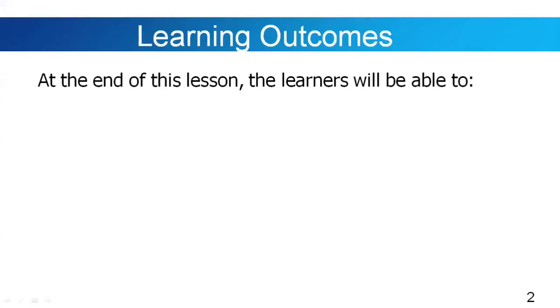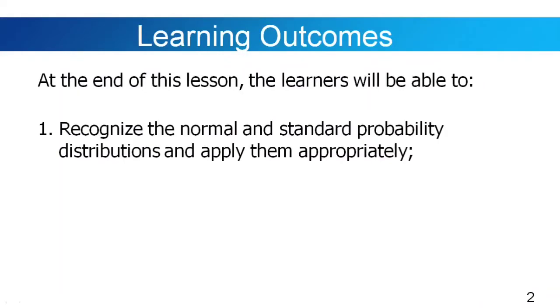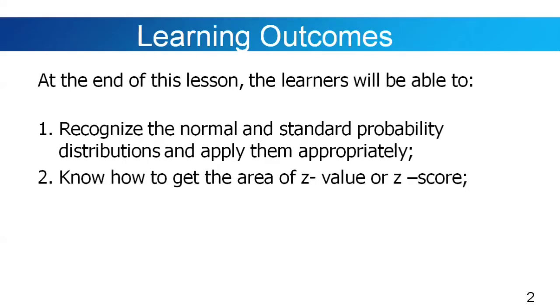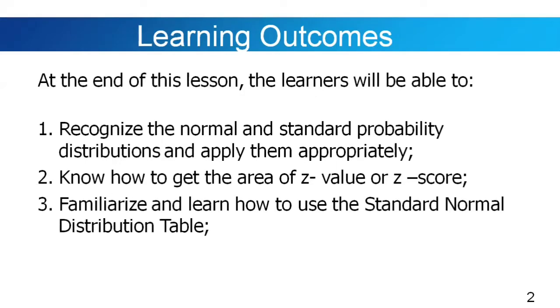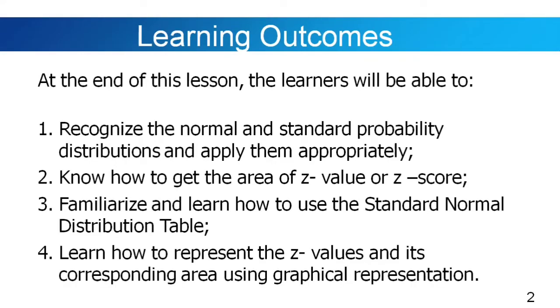At the end of this lesson, the learners will be able to, first, recognize the normal and standard probability distributions and apply them appropriately. Second, know how to get the area of z-value or z-score. Third, familiarize and learn how to use the standard normal distribution table. And lastly, learn how to represent the z-values and their corresponding area using graphical representation.